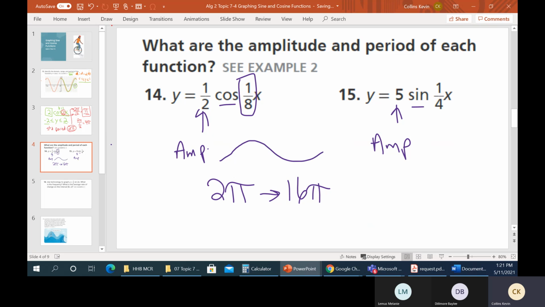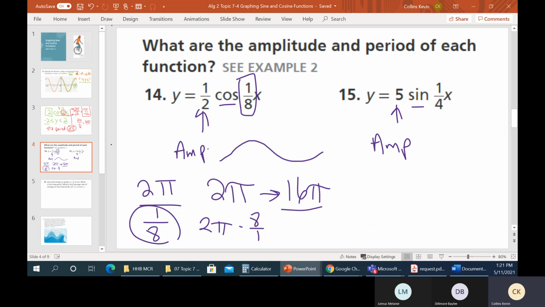And the way you get this is you say 2 pi divided by 1/8. Now remember, 2 pi divided by 1/8 is the same as 2 pi times 8 over 1, because what do you do when you divide by a fraction? You flip and multiply. And as we said, 2 times 8 is 16. So that's for that one.